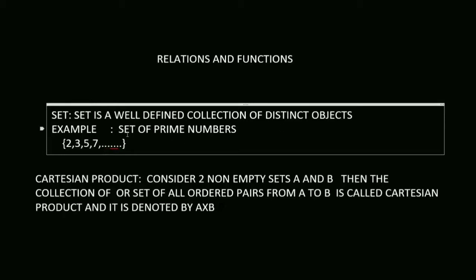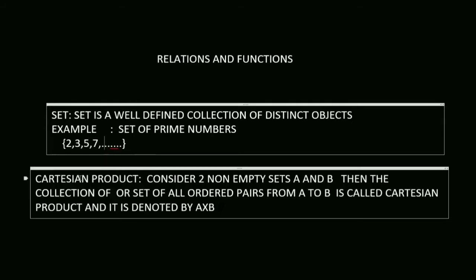For example, set of prime numbers. So when I ask you the set of prime numbers, you will write 2, 3, 5, 7, etc. So it is called as a set. Now next concept that you already learned is the Cartesian product.